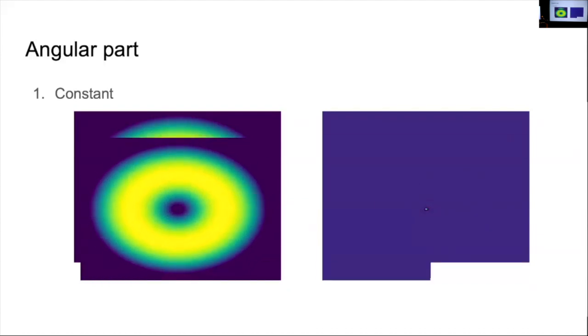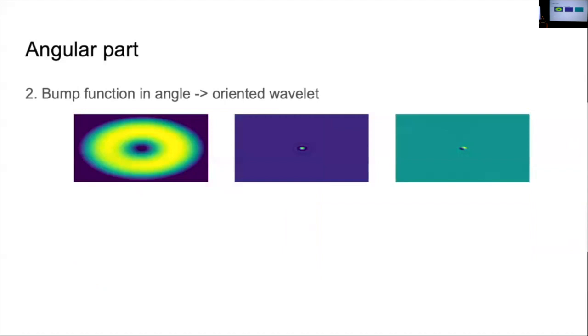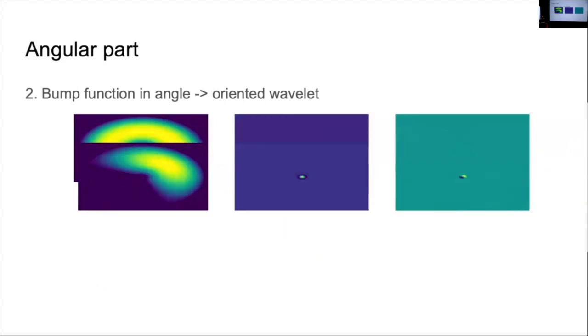So the next type of angular constraint that we can add is basically just a function that constrains which angle we're looking at and makes a directional wavelet. So you can see when I make that function select only a specific angle, it becomes an edge detector in signal space. And so we can play around with that. Obviously, I'm showing all of this in 2D, but you can build the same thing in 3D.